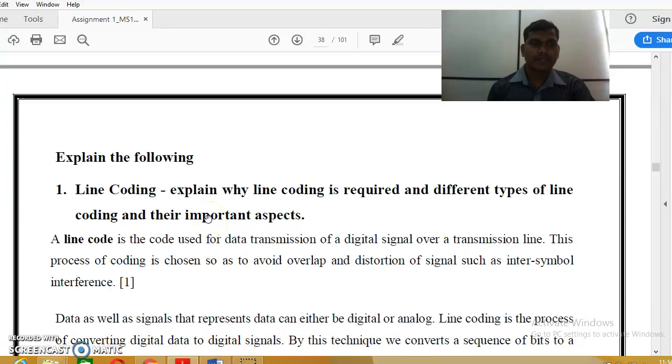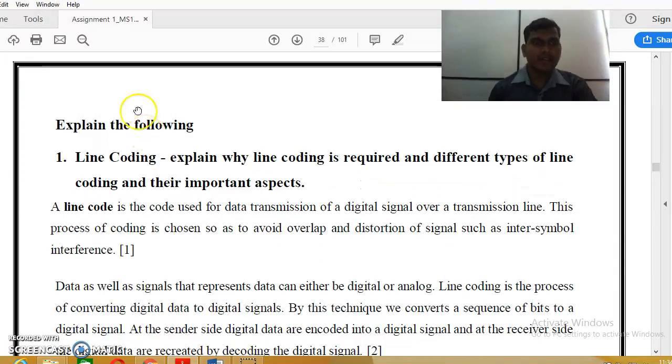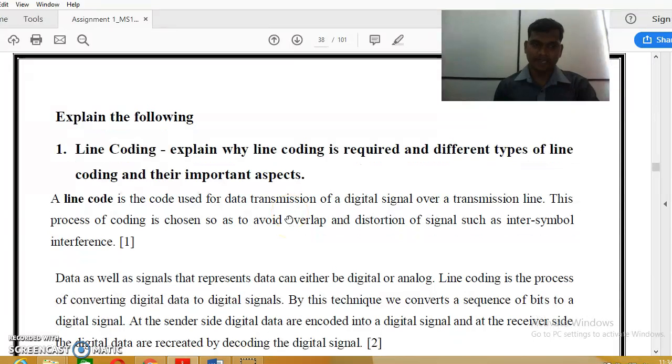Recording 3. Explain the following. Line coding. Explain why line coding is required and different types of line coding and their important aspects.